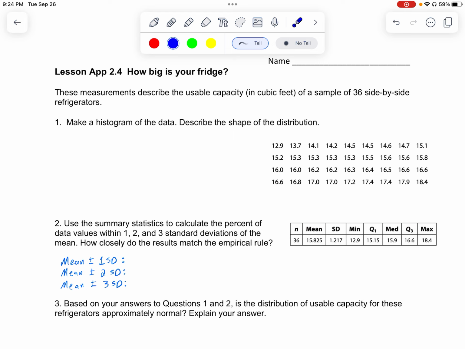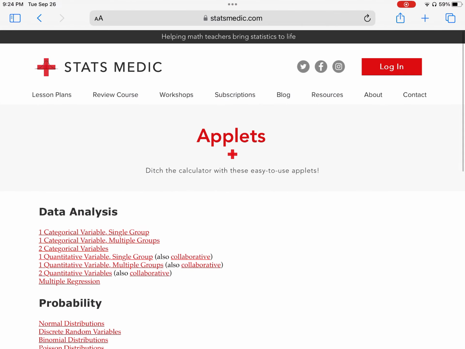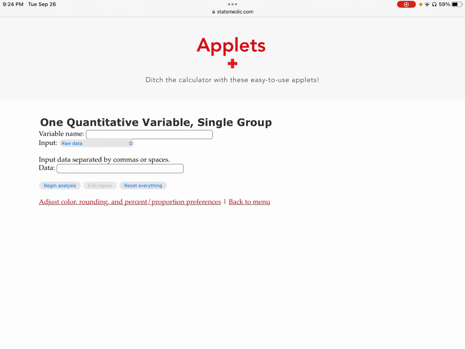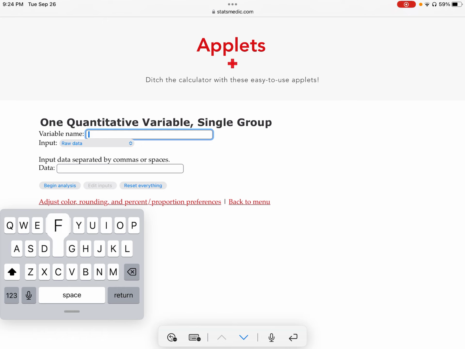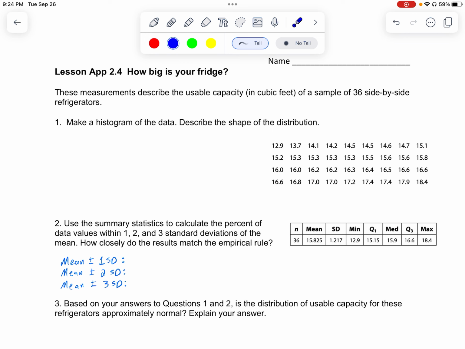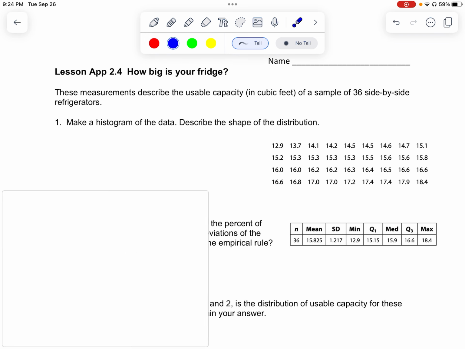This is about refrigerators and how much capacity they have in cubic feet. We're going to make a histogram of all of this data. So go ahead, open your applet. Let's use one quantitative variable, call it fridge space with a P. I don't want to type all the data in, so I'm going to take a screenshot.